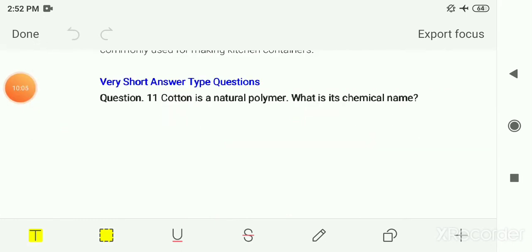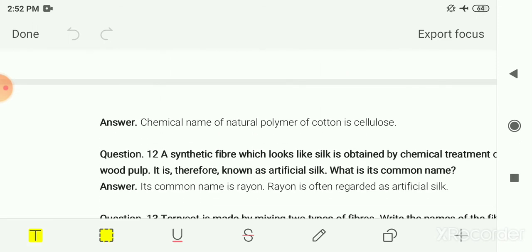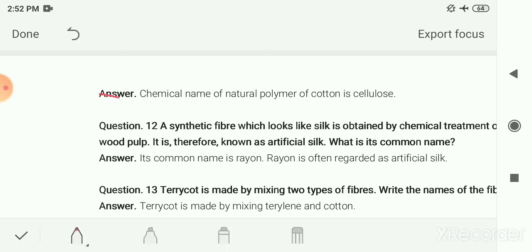Next, number 11: cotton is a natural polymer. What is its chemical name? What is the chemical name for cotton? So now let me see the answer. The chemical name of the natural polymer cotton is cellulose. So its chemical name is cellulose.